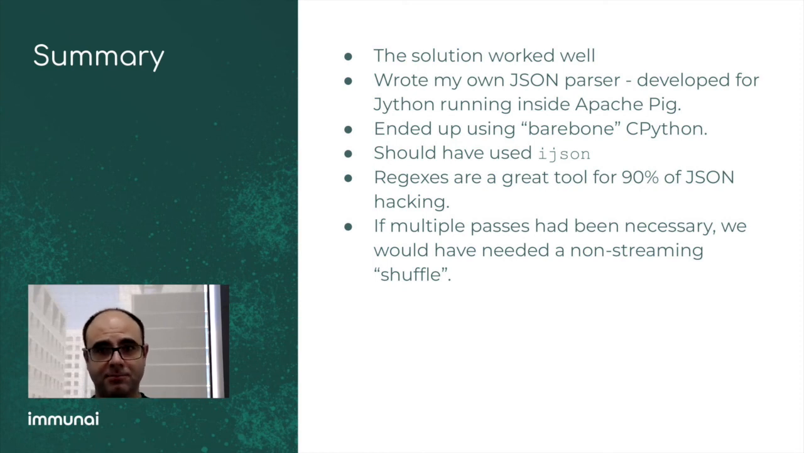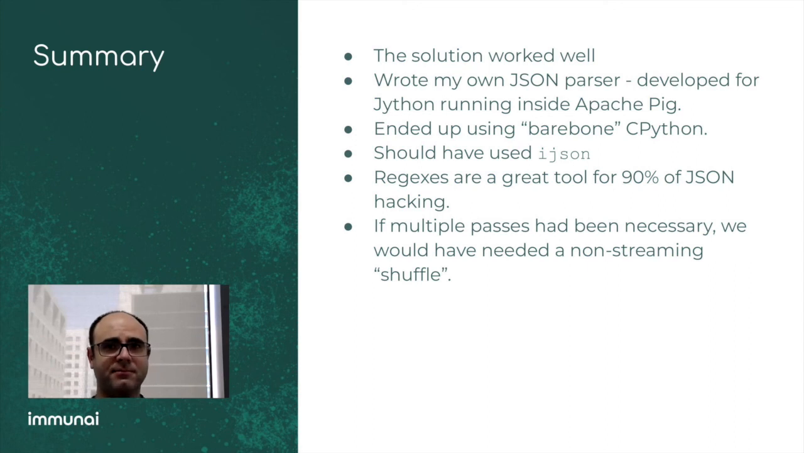And I could do that in CPython. What I didn't do at that point is to see if my half-baked solution could be simplified using a standard library. And only after I finished, I realized that there is a good library for CPython that I could use, which is ijson.